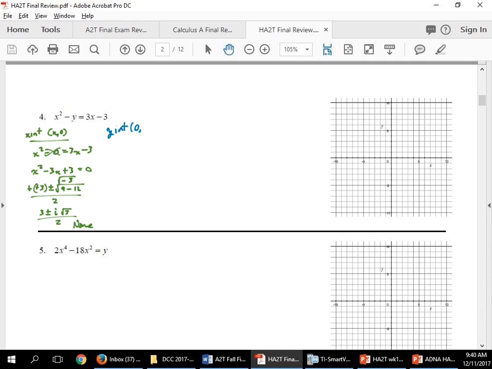To find our Y-intercept, we plug 0 into the X. When I plug 0 into the X, this is what it looks like. And then I get the Y alone. I get Y equals 3. So my Y-intercept is (0, 3).